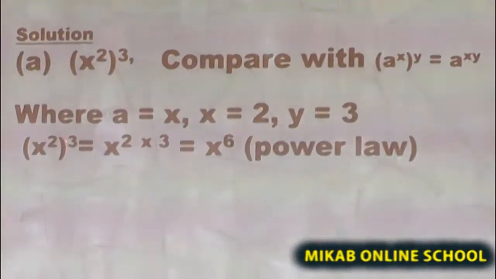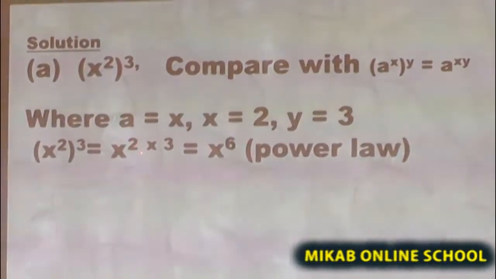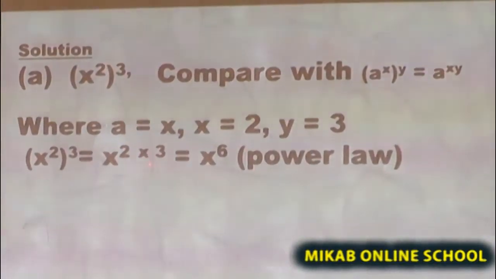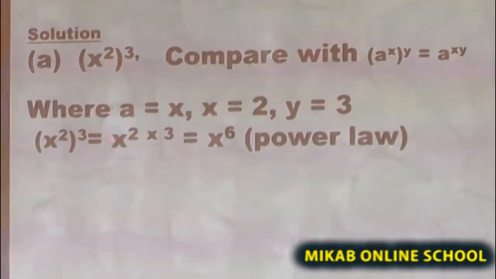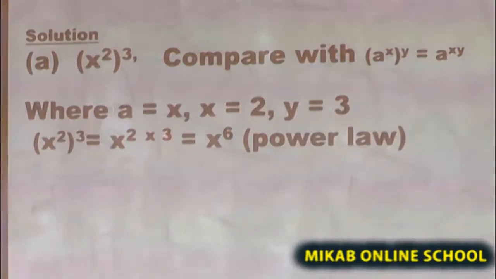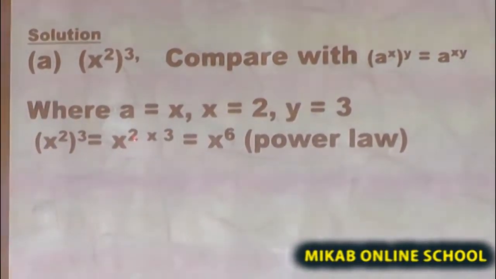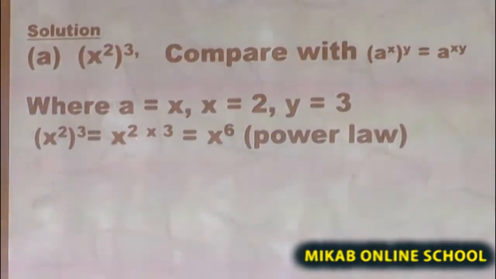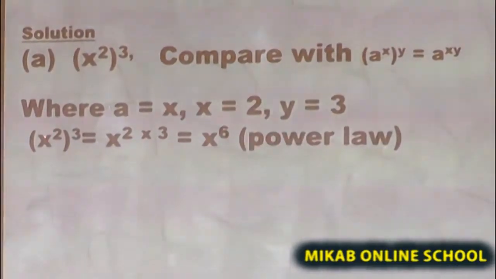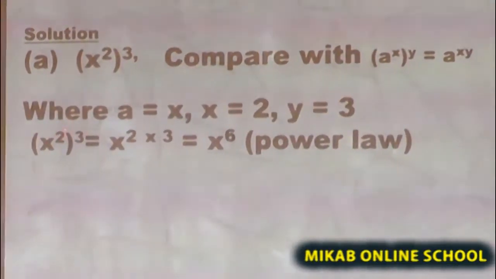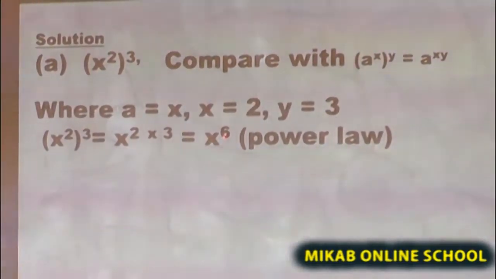x raised to the power of 2 raised to the power of 3 equals x raised to the power of 2 times 3. Remember, these 2 and 3 are both in the power of this x. And by the time you multiply these 2 by 3, the result of that will give us 6. And the result of this x raised to the power of 2 raised to the power of 3 is going to be x raised to the power of 6.